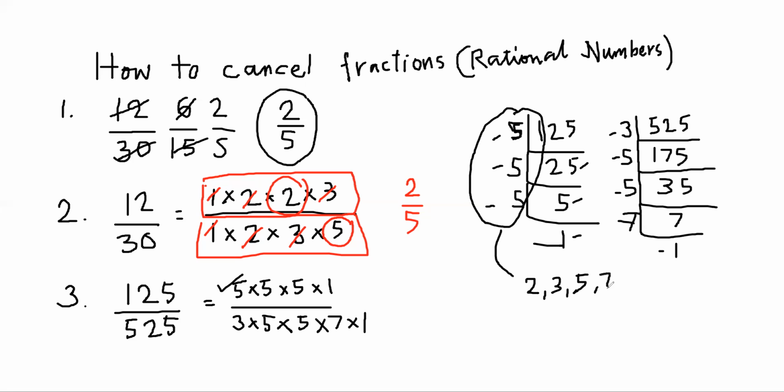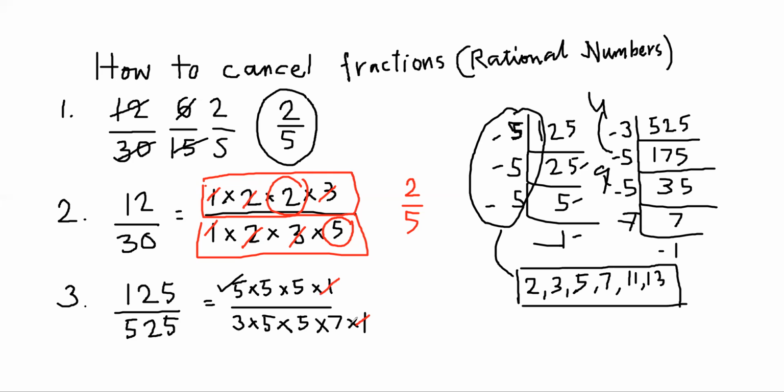5, 7, 11, 13. These are all the prime numbers. You should divide by these only. You should not get 4, 9, and all that here. So you should divide only by 2, 3, 5. These are prime factors. So now we have the prime factors of these two numbers. Now it will be easy for us to cancel.